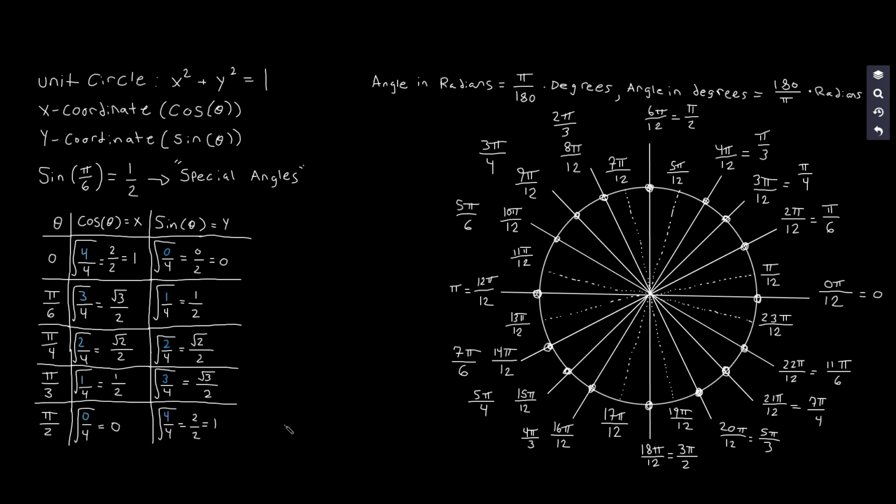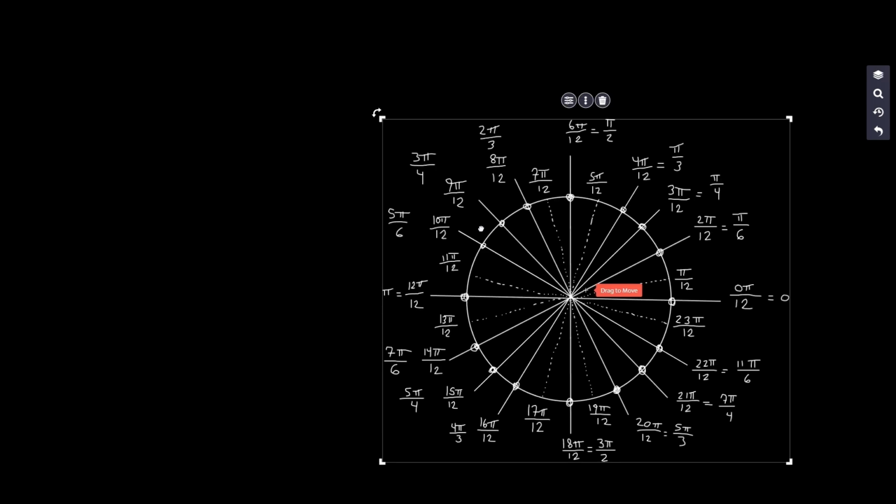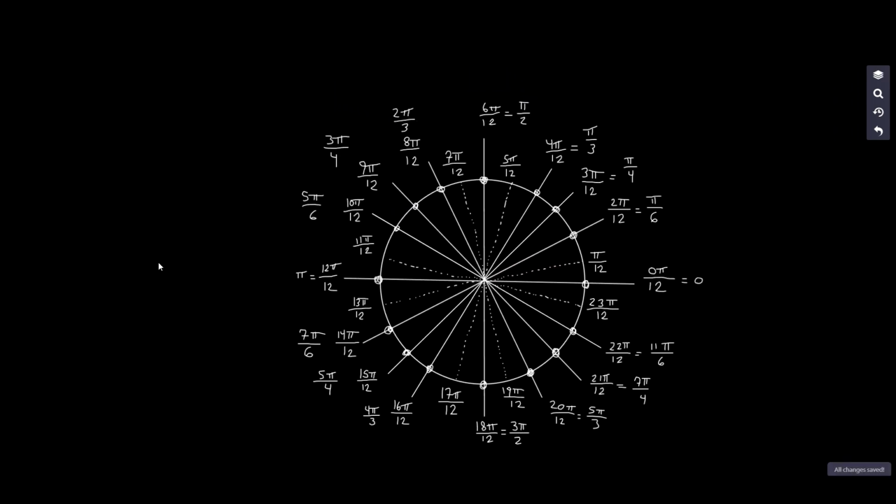Now we have our y coordinates. And just like that, we have our special angle table. All right, so I'm going to move our unit circle over here. I think that now at this point I've proved that we've recreated the same values on the unit circle. So I'm just going to clean this up.